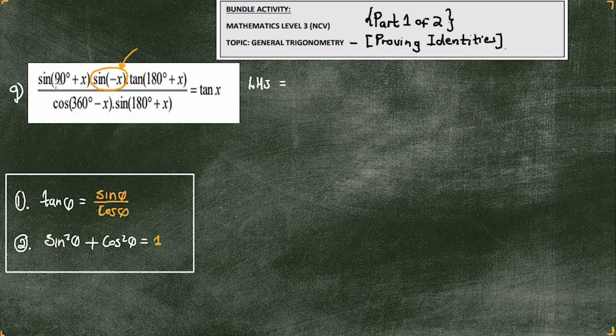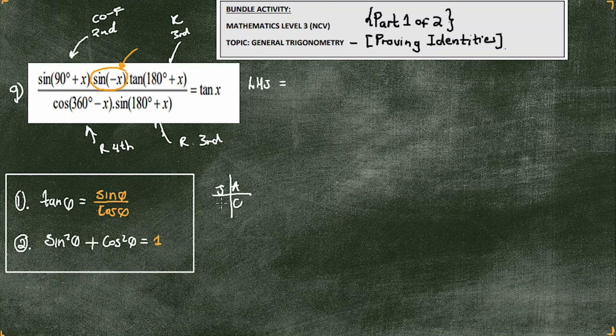So sine 90 degrees plus, this is a cofunction. This cofunction is found where? In the second quad, right? It's a cofunction in the second quad. This is in the third quad, it's a reduction formula. And then this, it's a reduction formula in the fourth quad. So here we actually need what? The CAST rule. We need the CAST diagram.